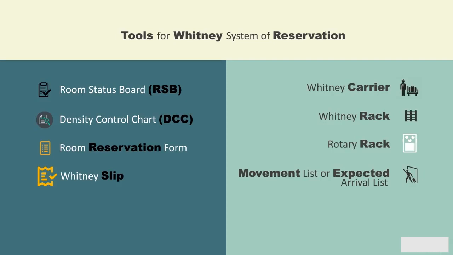Room Reservation Form. This tool is used to record all necessary and relevant information regarding the prospective guest by the reservation assistant. Whitney Slip. It is used to record some of the vital information which is taken from the RR form. The Whitney Slip is 3 inches by 1.5 inches in size. Name of the guest, arrival date and time, departure date, room rate and plan, billing instructions, booked by and signature of the reservation assistant are the information that is mentioned on the Whitney Slip.